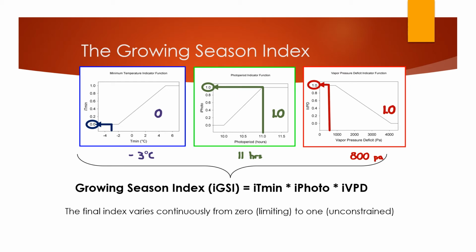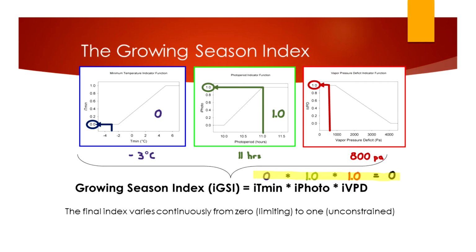GSI is just calculated as the product, or the multiplication, of these three indicators. So in this case, it's 0 times 1 times 1, which is 0. In that respect, any time any one of these functions is below its lower limit or set to an indicator value of 0, you get a GSI of 0. The only way that you get a GSI of 1 is for all three of these constraints to be met.